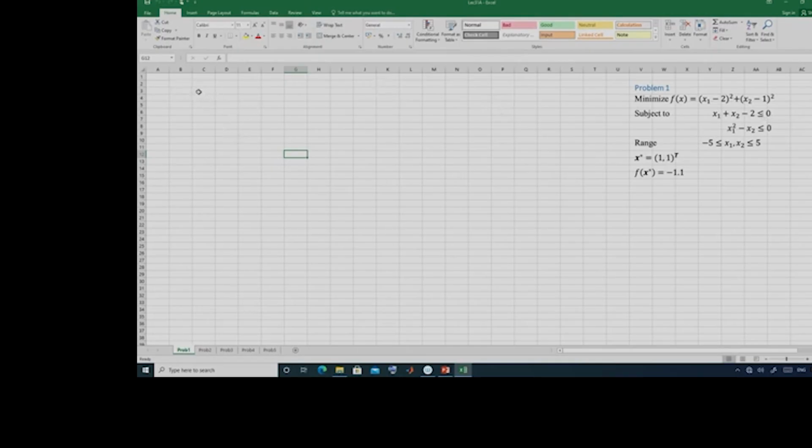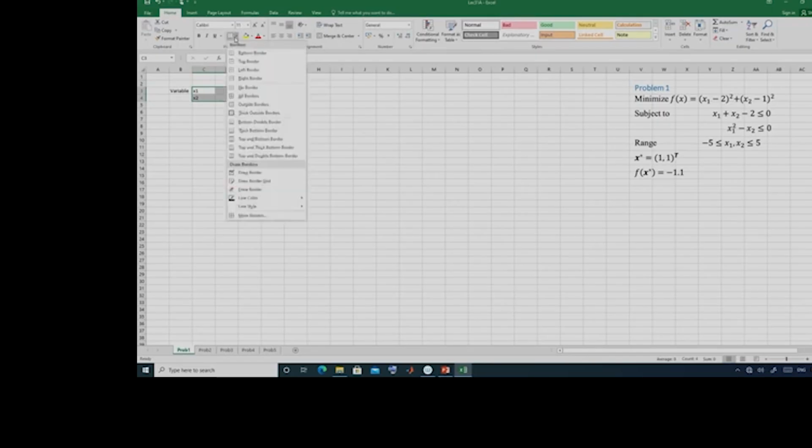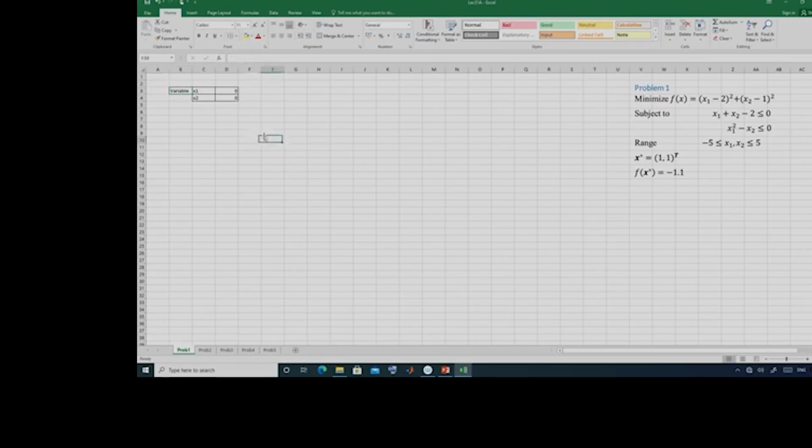So what I will do, I will define the variable here. So this is the variable, and we have two variables, that is x1 and this is x2. You consider some initial value. Let us start with 0. I would like to start with 0 here. So these two are my variables.